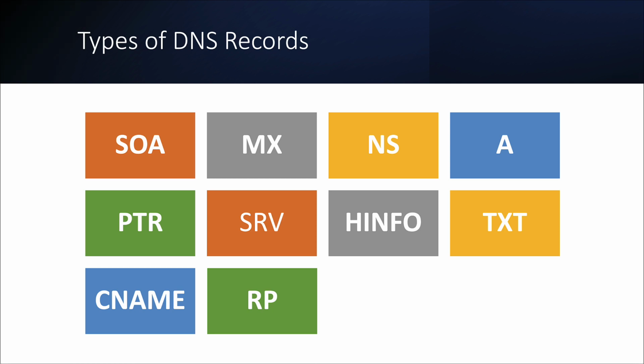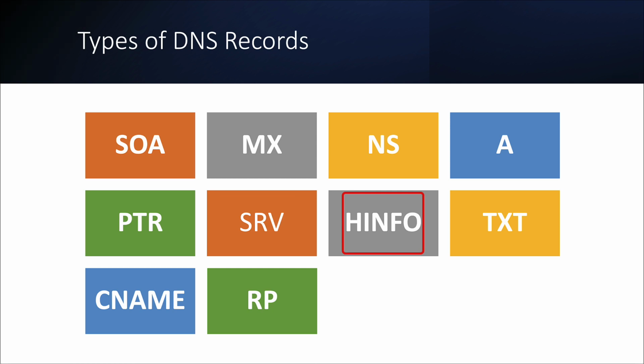So let's start with SOA, or the start of authority. This indicates the server that has the authority for that domain. MX lists a host or domain's mail exchange server, simply the mail server. NS, or the name server. A is the IP address of a certain host. PTR would list a host domain name where the host is identified by its IP address. SRV is the service location record.